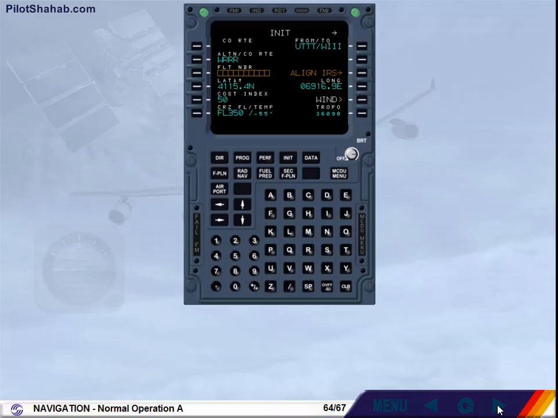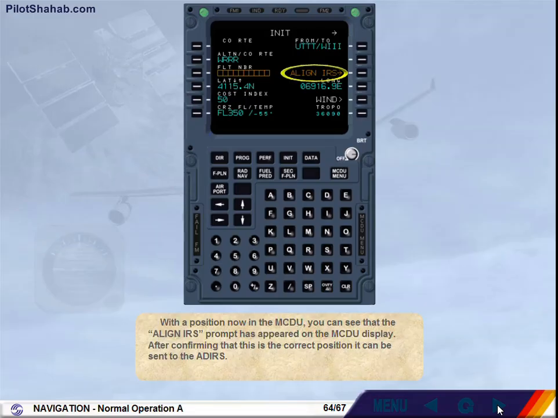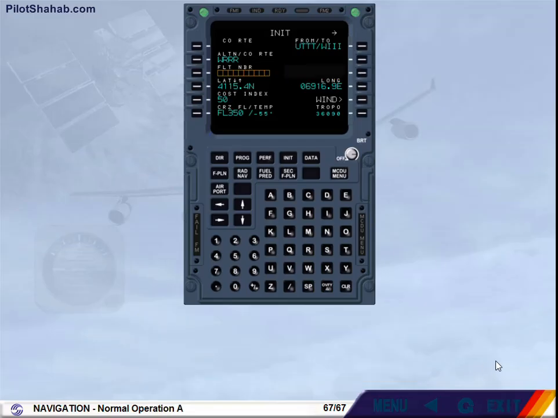With the position now in the MCDU, you can see that the Align IRS prompt has appeared on the MCDU display. After confirming that this is the correct position, it can be sent to the ADIRS. Select LSK3 right to realign the ADIRS. The actual position has been sent to the ADIRS. The ADIRS will take approximately 3 minutes to realign to the position entered into the MCDU.